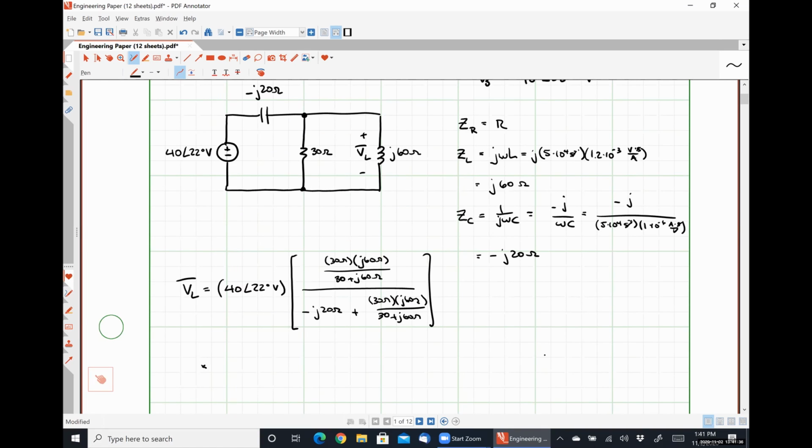I have a polar form complex number being multiplied by some combination of rectangular form complex numbers. Your calculator does not care, okay? It can do this operation. You don't need to convert back and forth and this, that, and the other. Literally type it in like this, and your calculator should be good to go.